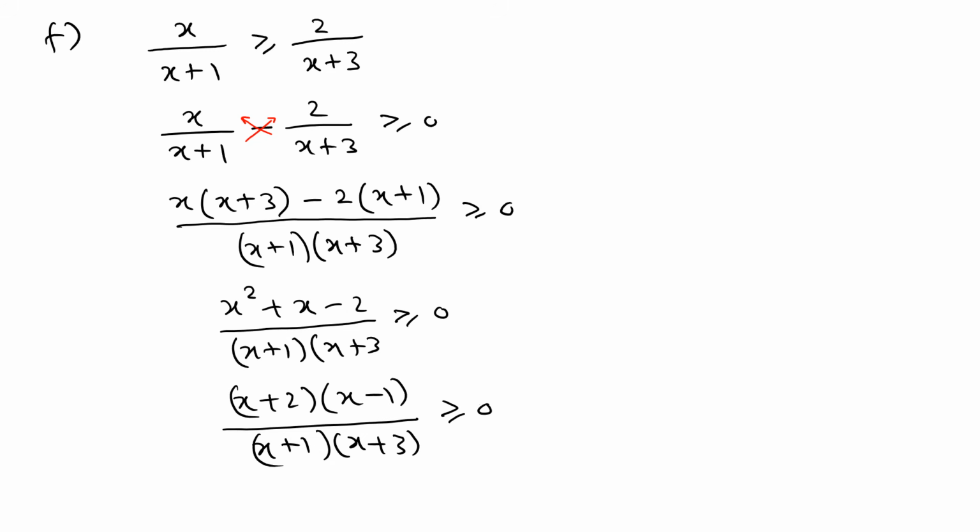So we're going to look for all the zeros, and the zeros are x equals negative 2, 1, negative 1, and negative 3. So then we're going to put those zeros on a number line and check the sign. We can put them on a number line from smaller to larger. So we have negative 3, negative 2, negative 1, and 1.